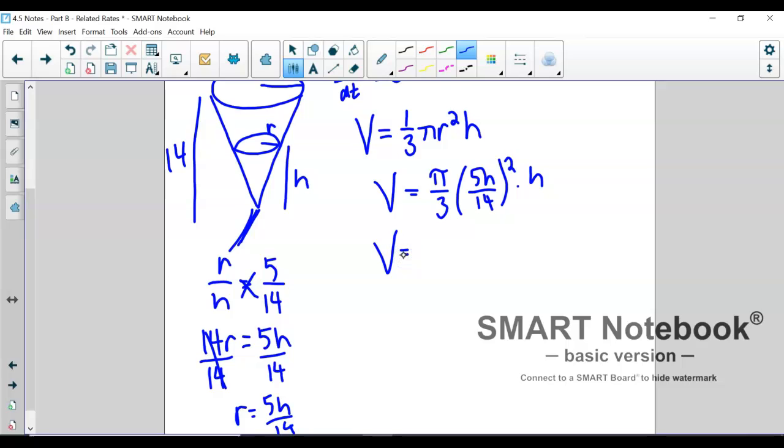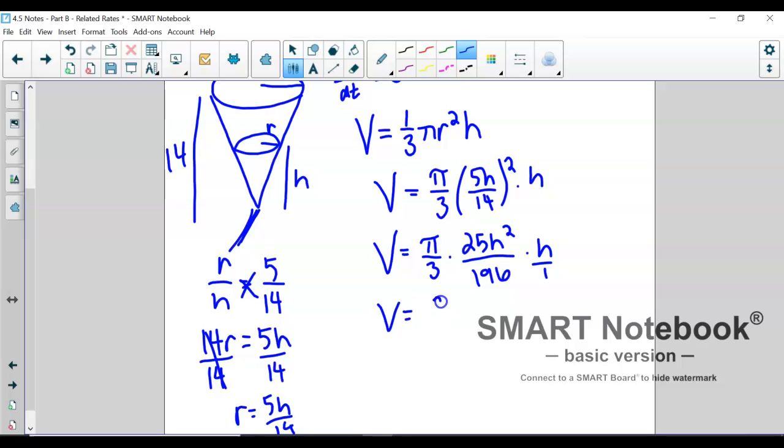So our volume is, I'm going to write this as pi over 3 times (5h over 14) squared times h. And so we've got pi over 3 times 25h squared over 14 squared, which is 196, times our h, which is in the numerator there. So we're going to have our volume formula finally here. Let's see, will anything reduce? I don't think so.